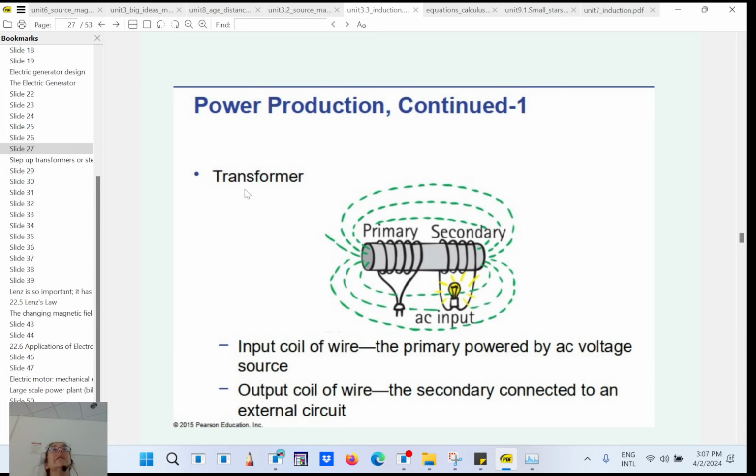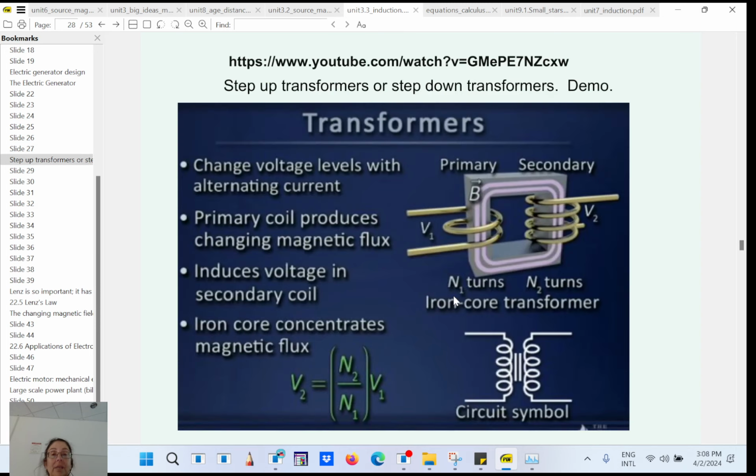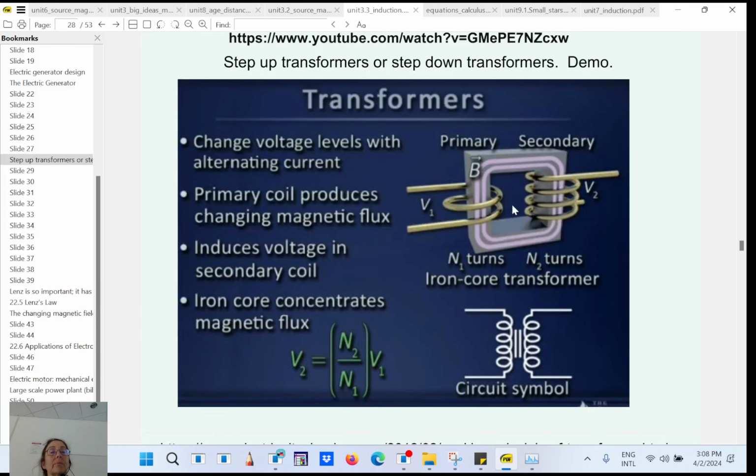Okay, so anyway, that's the idea behind a transformer. So here you're going to connect to an AC power supply. It's going to produce a magnetic field. That magnetic field will be trapped inside that core. And that magnetic field here, because it's changing with time, will induce here an EMF. And here you can have your load. Okay, so that's how a transformer works.